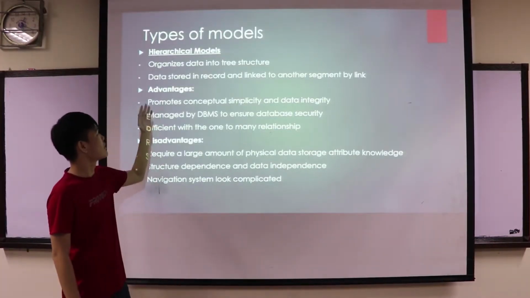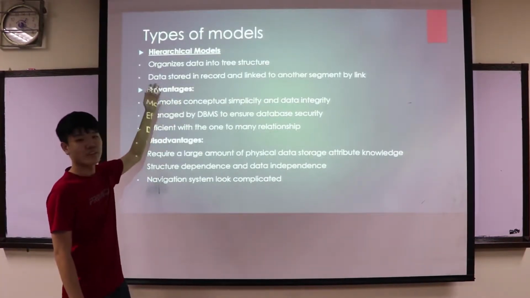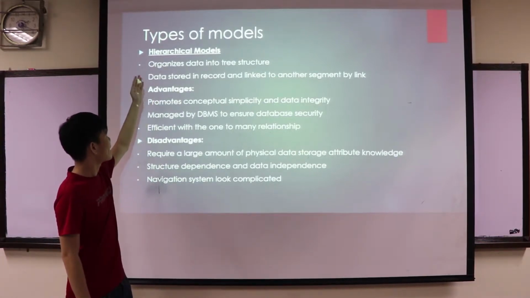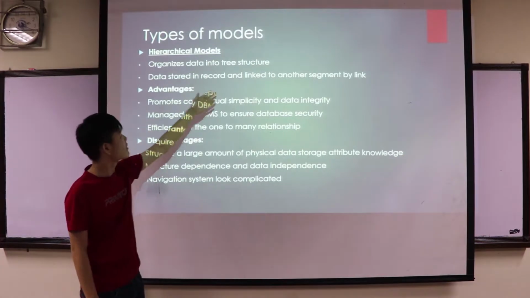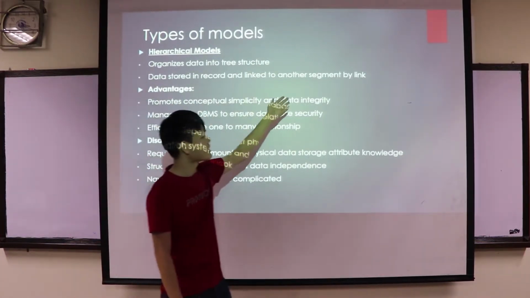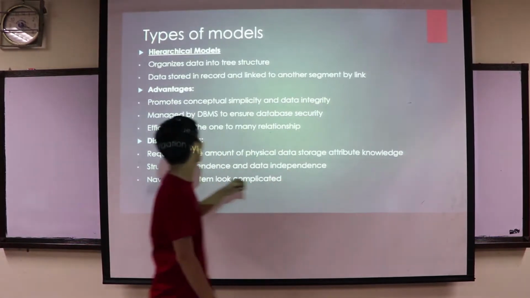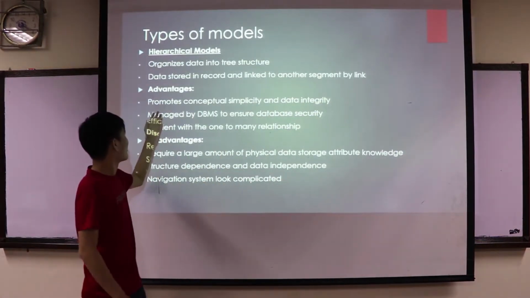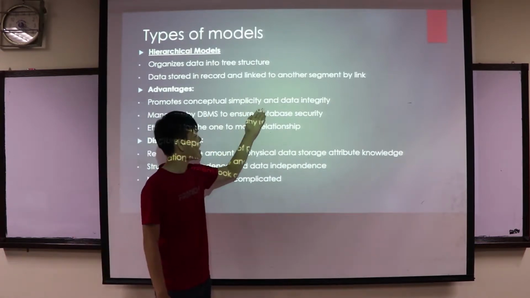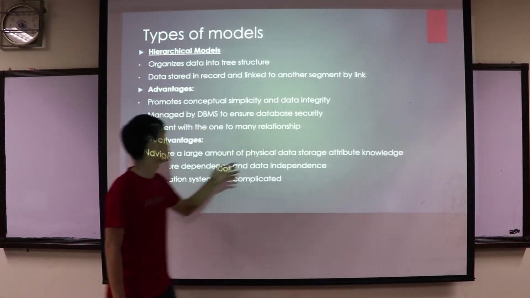Today I want to talk about the types of model. The first one is hierarchical model. This model organizes data into a tree structure, and the data is stored in records and linked to another segment by a link. The advantage of this model is it promotes conceptual simplicity and data integrity.